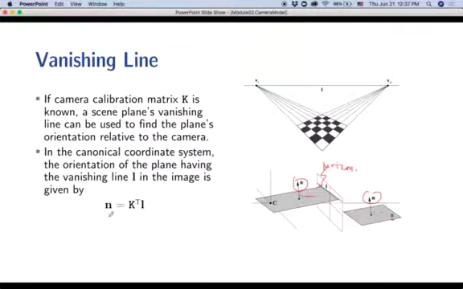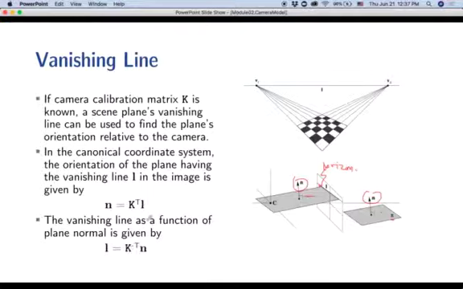So the vanishing line as a function of the plane normal: if the normal was given and I wanted to find the line, I can just invert this. So L is equal to K minus transpose N.